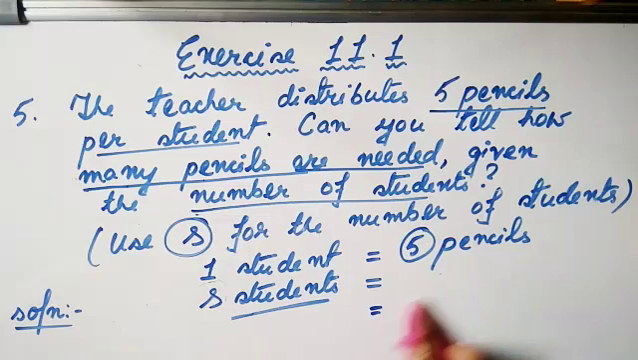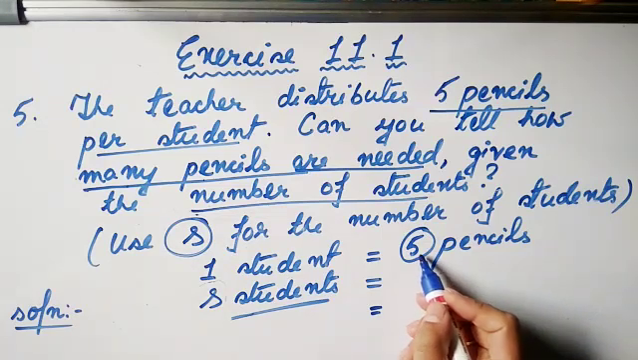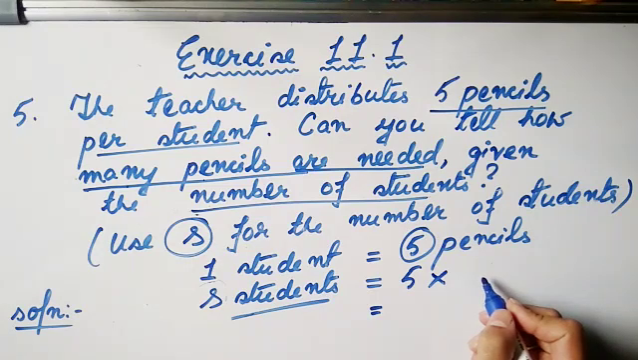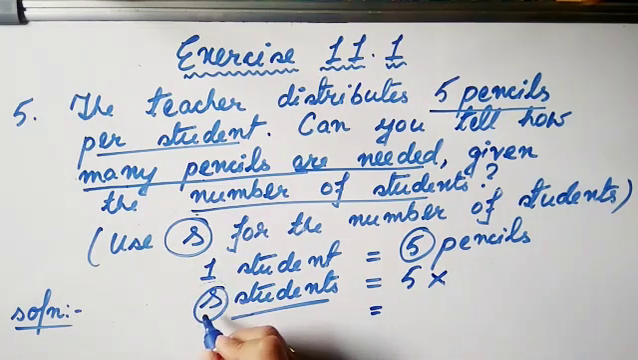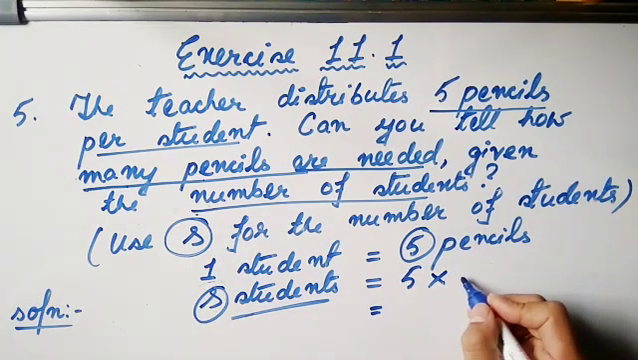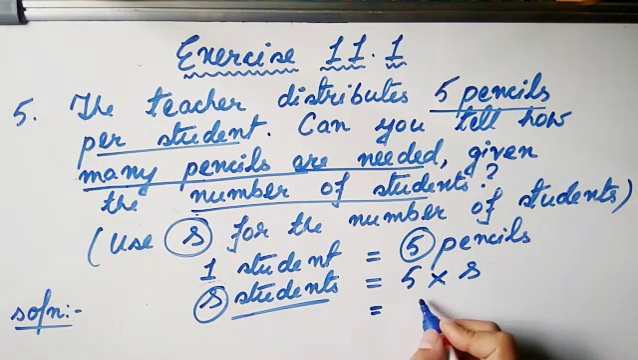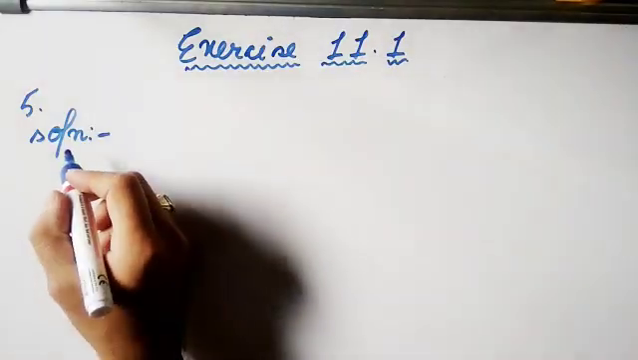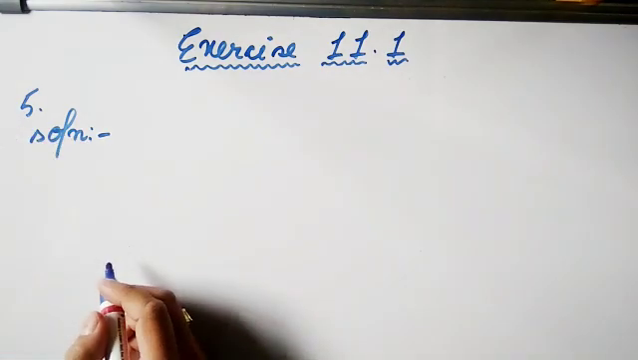And what will be our answer? Same thing. This 5 will be multiplied by the number of students. Right? The number of students is the variable S. So 5 into S. Or simply we can write 5S. So this is our final answer. 5S. Understood? So let's write the answer. So students, let us write the solution for question number 5.